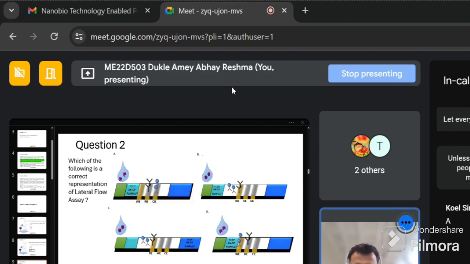So from that, can you take a guess? Detection will happen at the working electrode itself. It will not happen at the reference or the counter electrode. So from that, can you take a guess amongst B and C?